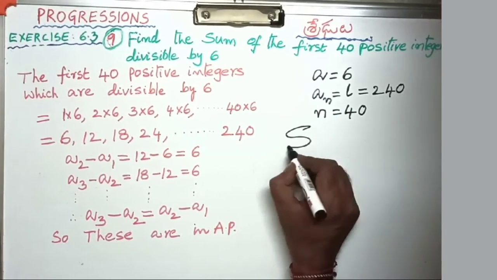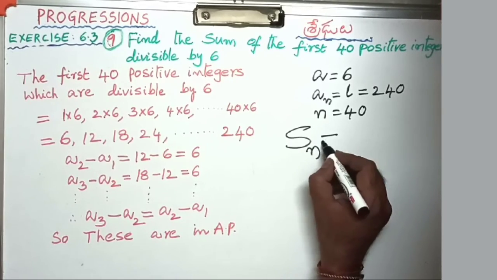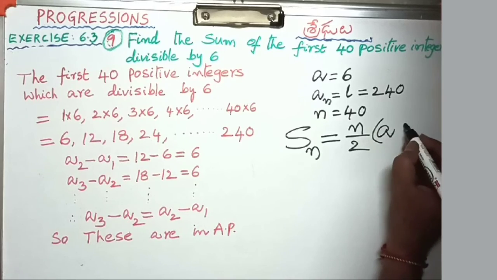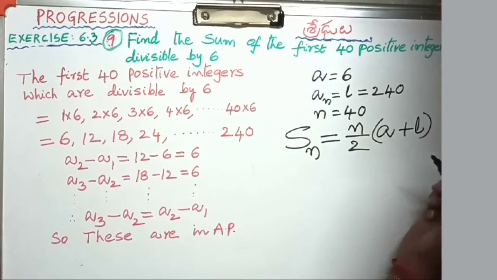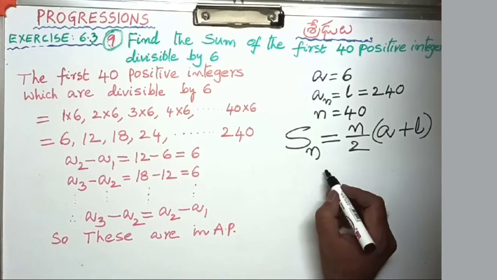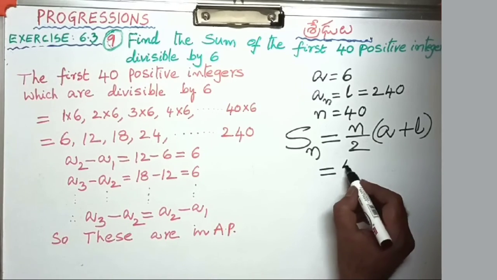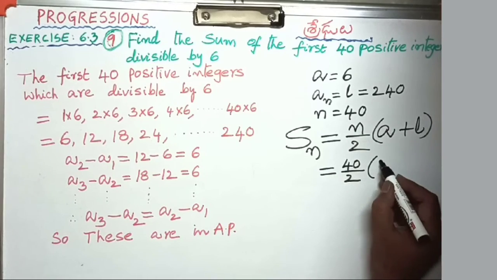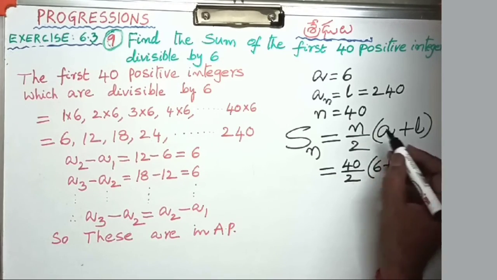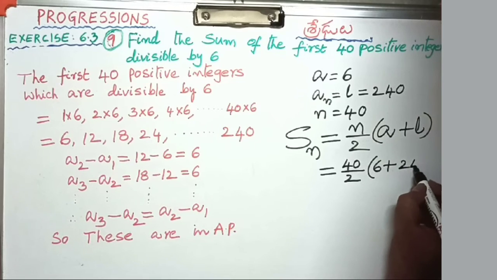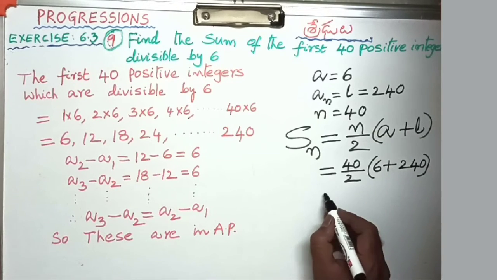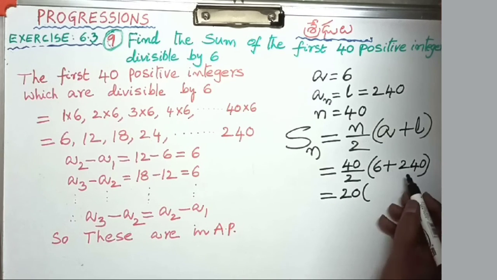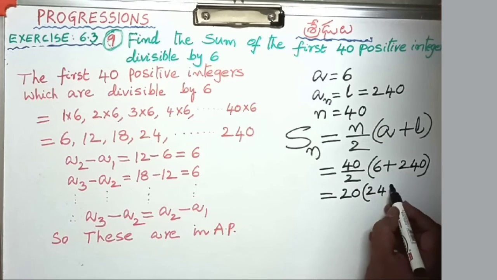సో మనకు కావాల్సింది ఏంటి, Sn ఈజ్ ఈక్వల్ టు, what is the formula, n by 2 into a plus l. ఓకేనా, సో ఈ ఫార్ములాలో సబ్స్టిట్యూట్ చేసేద్దాం. సో దట్ ఈక్వల్ టు n వాల్యూ ఈజ్ 40 by 2. వాట్ ఈజ్ a వాల్యూ 6 ప్లస్ వాట్ ఈజ్ l వాల్యూ 240. ఓకే, దట్ ఈక్వల్ టు 240లో 20 టైమ్స్ పోతుంది, ఇంటూ 6కి 240 యాడ్ చేస్తే 246 అవుతుంది.